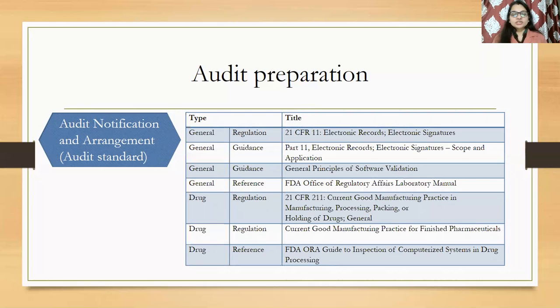For the general regulation, as you know, 21 CFR 11, electronic record, electronic signature. Guidance, Part 11. Guidance, general principles of software validation. References, FDA Office of Regulatory Affairs Laboratory Manual. Drug regulation, 21 CFR 211, current good manufacturing practice in the finished pharmaceuticals. Drug references, FDA ORA guide to inspection of computerized systems in drug processing.